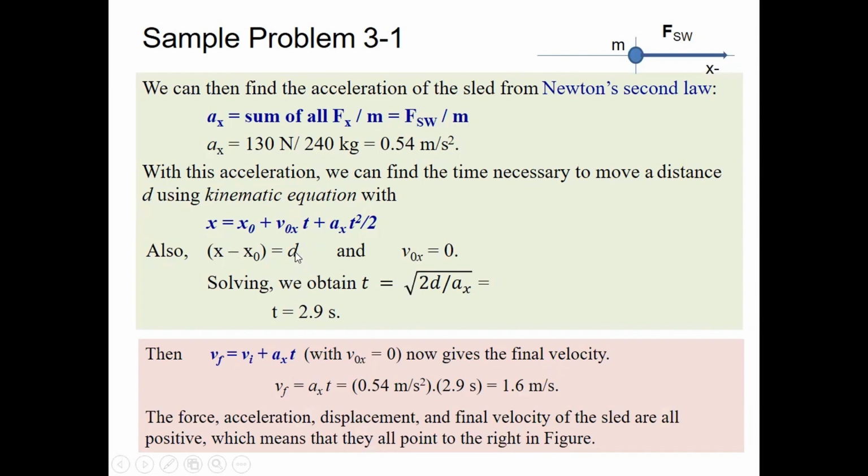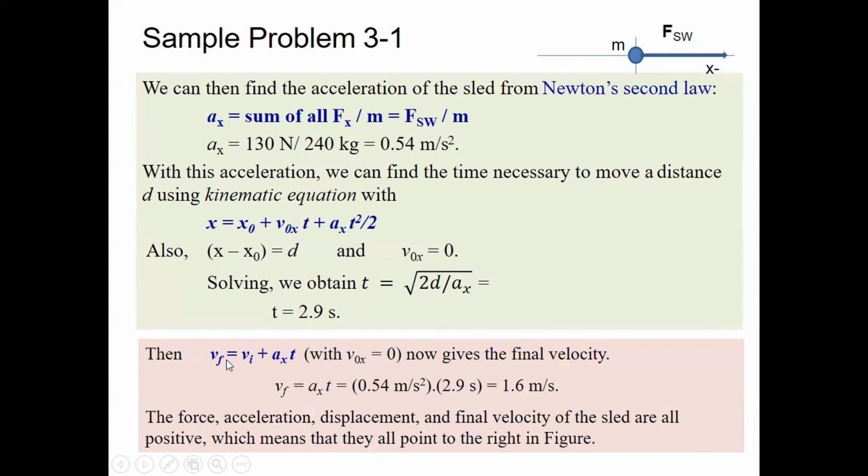We want to find out how much time was taken to travel this distance. So we solve this equation, and we know that initially the sled was at rest. So when we substitute d for x minus x0, and the initial velocity is equal to 0, then ax t squared by 2 is left. From this equation, we find that t is equal to the square root of 2 times d divided by ax. Now we know the value of d, and we know the value of acceleration because we have calculated it. Simply substituting, the answer is 2.9 seconds for the time.